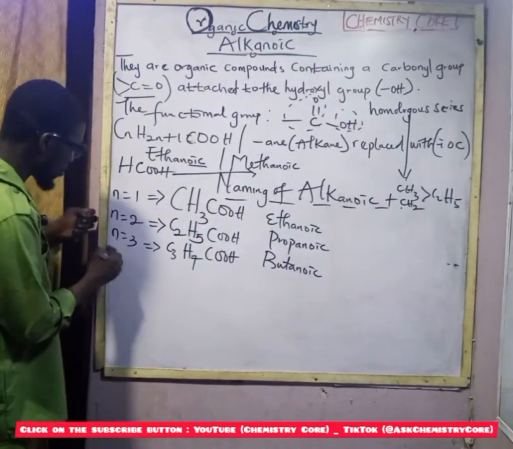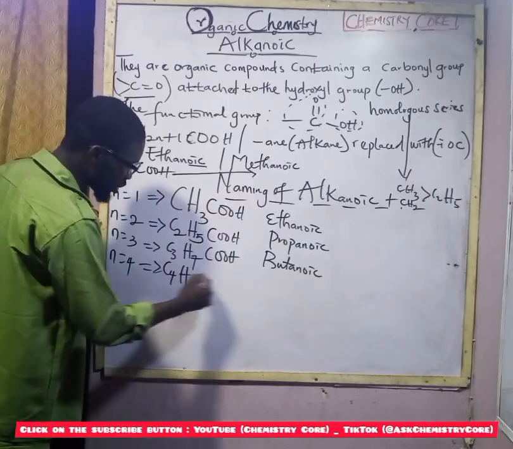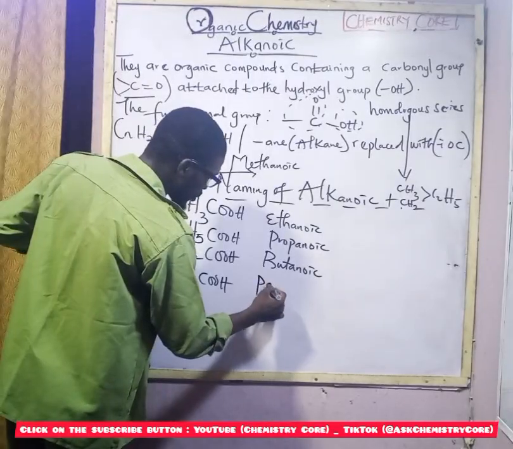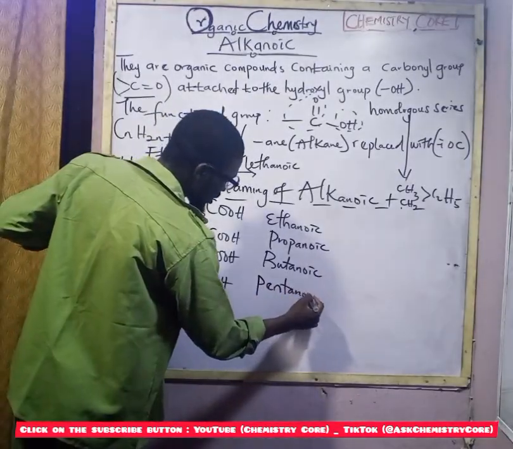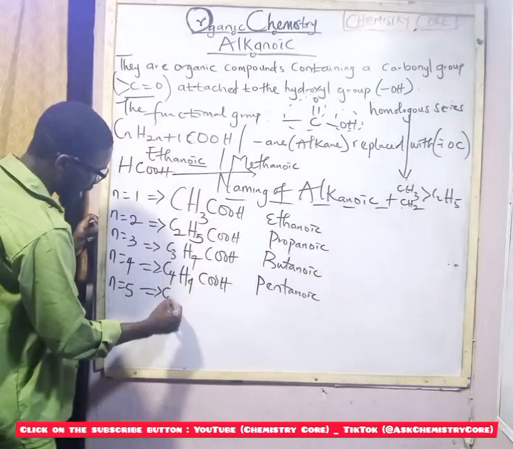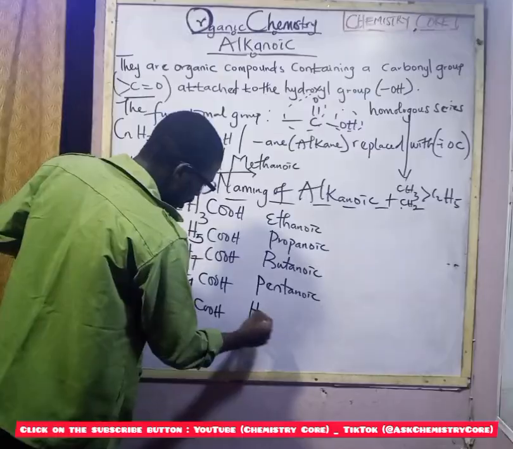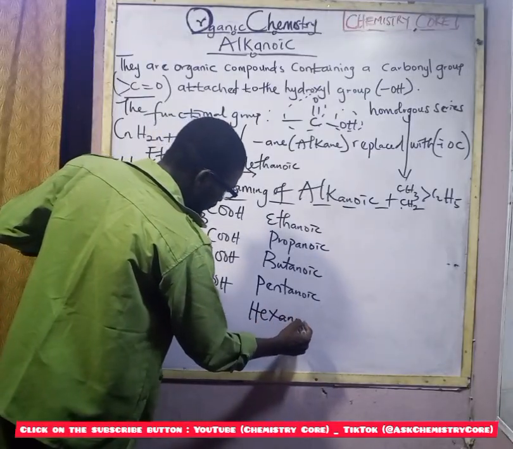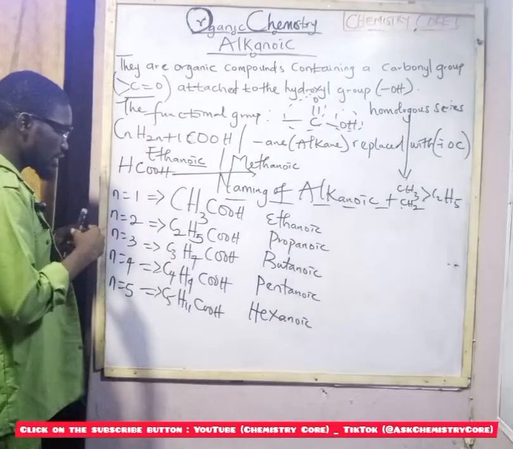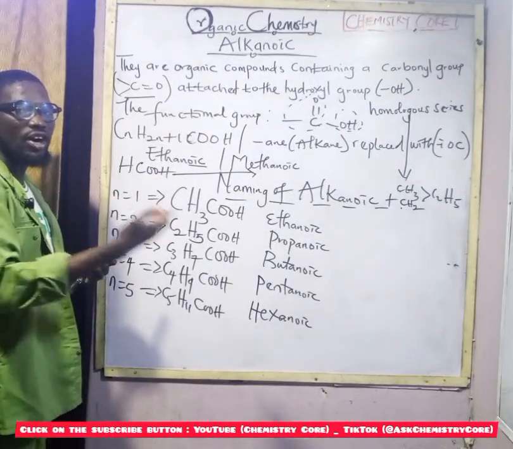But come closer, when we have n is equal to 4, we have C4, homologous series, we have C4H9. So this is called pentanoic acid. Then the next one, when n is equal to 5, we have C5H11, the functional group. This is called hexanoic acid. Now, I will stop here. The next ones will be heptanoic, octanoic, nonanoic, and decanoic acid.